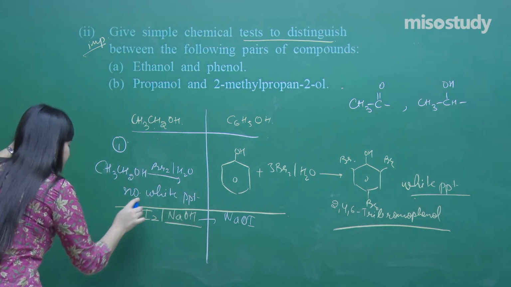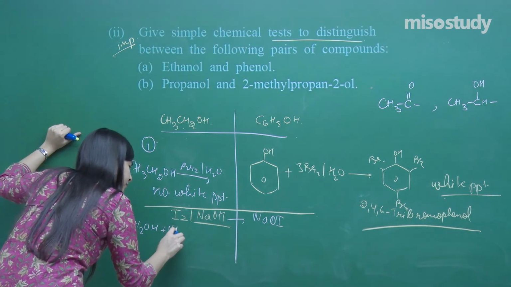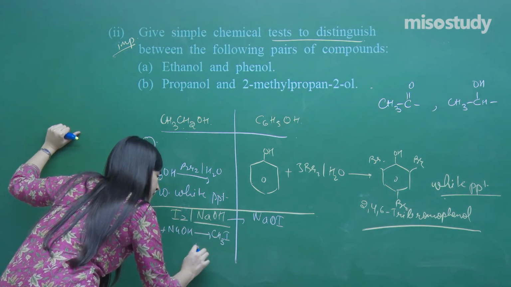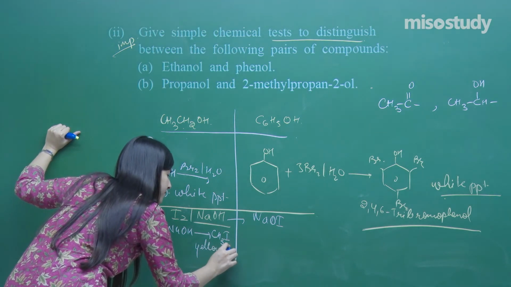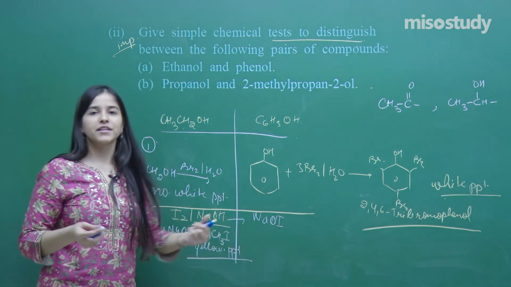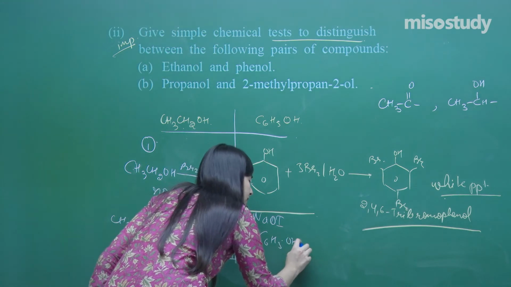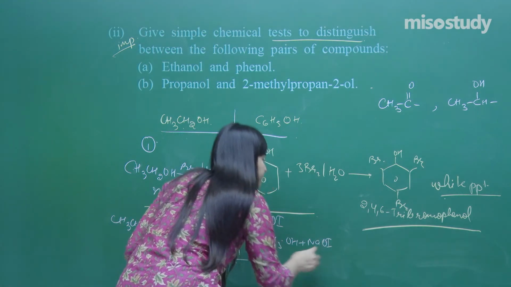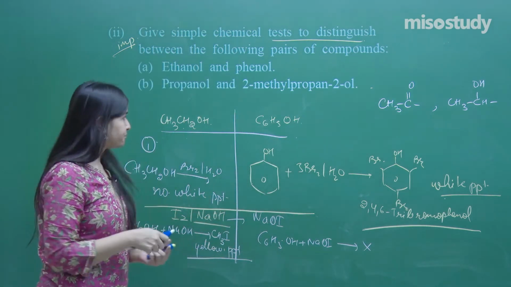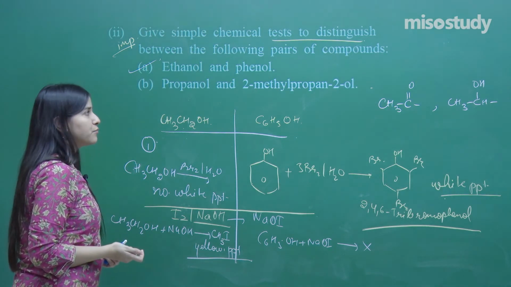So it will give the iodoform, NaOI, yes, iodoform CHI3, yellow PPT, always write, yes. If I get a yellow PPT, then it is confirmed that it is giving the iodoform, whereas here C6H5OH plus NaOI will not give. Clear? So first is done, propanol and 2-methyl propan-2-ol.